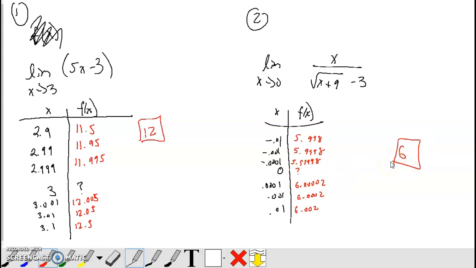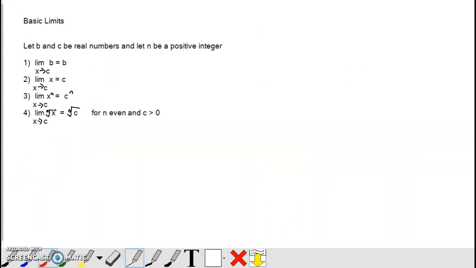Now, this is time consuming, right? So we don't want to necessarily make a table of points each and every time a limit does not exist. So we're going to come up with some other strategies in a later video. But we do have some properties and some basic limits that we can discuss. So here are our basic limits, and again, we can always use direct substitution, if it works. If it doesn't work, we have to come up with something else.